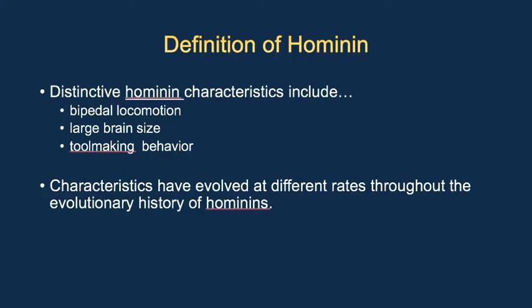So as it says here on the slide, these are characteristics that evolved at different rates throughout the evolutionary history of hominins. To jump ahead, we'll talk more about this in a minute, but the first thing that evolves of these three is bipedal locomotion. So we see a shift to walking on two legs long before we see any significant increases in brain size or tool-making behavior.